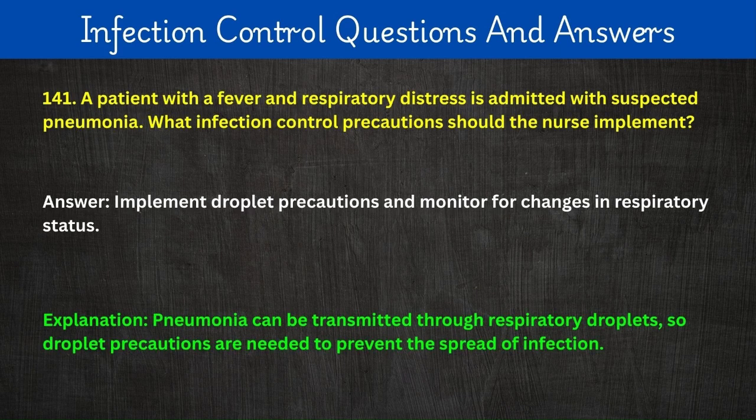141. A patient with a fever and respiratory distress is admitted with suspected pneumonia. What infection control precautions should the nurse implement? Answer: implement droplet precautions and monitor for changes in respiratory status. Explanation: pneumonia can be transmitted through respiratory droplets, so droplet precautions are needed to prevent the spread of infection.